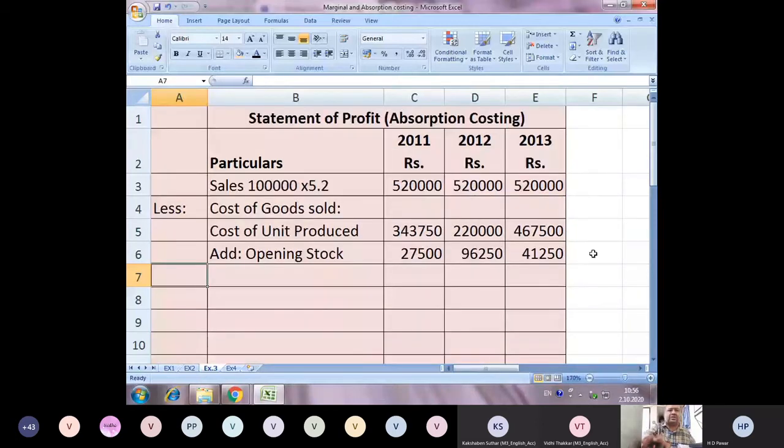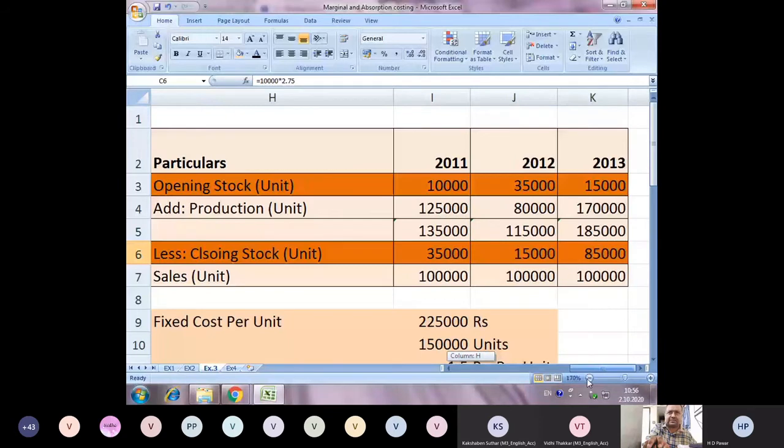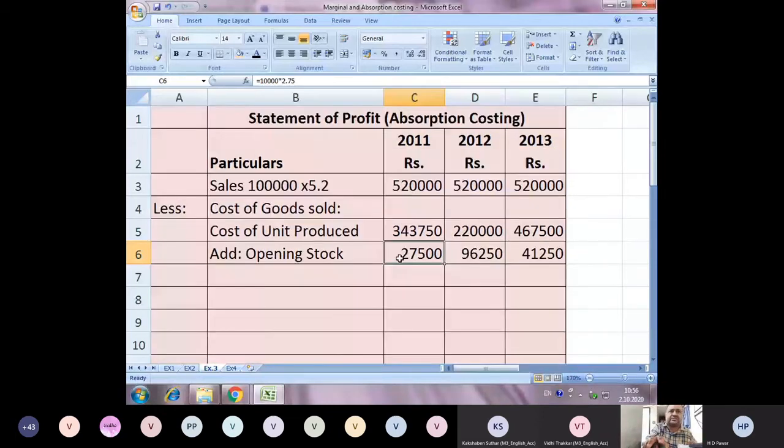So opening stock, as we calculated here, is 10,000, 35,000 and 15,000. These we multiply with the cost per unit. So here 10,000 into 2.75, here 35,000 into 2.75, and here 15,000 into 2.75.